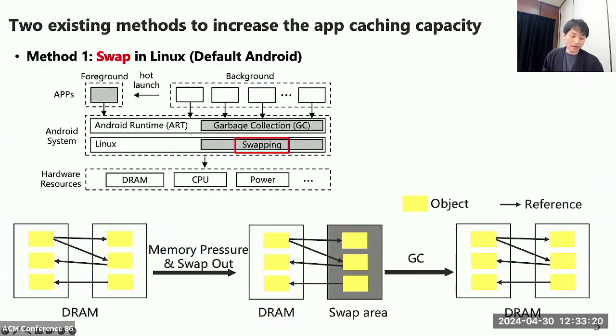To increase the app caching capacity, there have been two directions. The first is enabling the swap provided by the Linux kernel to cache more apps. When the memory pressure becomes high, the swap mechanism moves the least recently used pages to the swap partition.